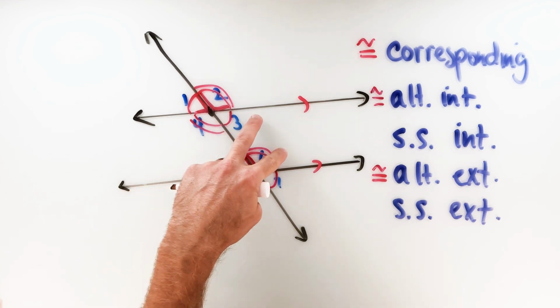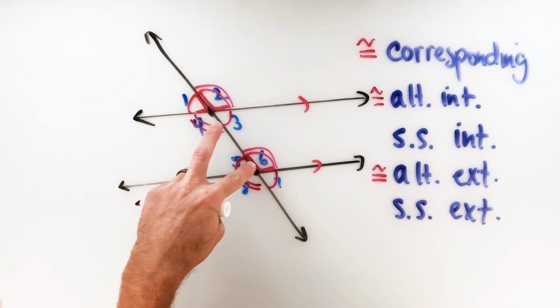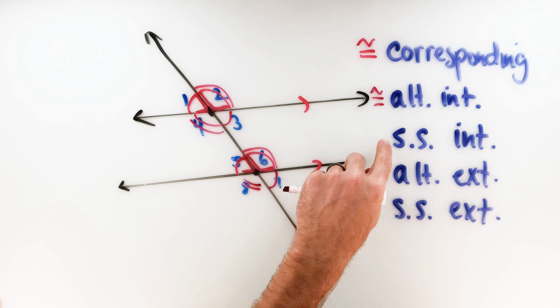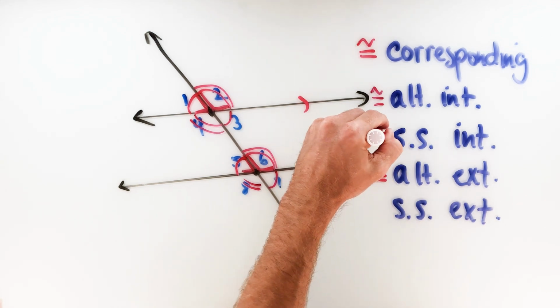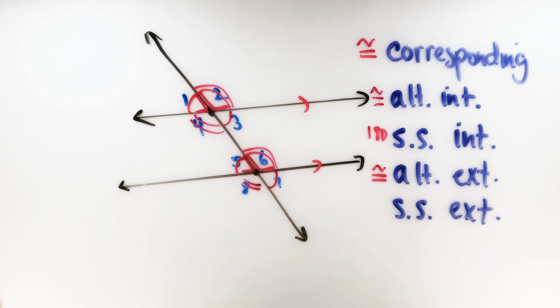And that's also true on the other side. These other pair of same side interior, angle 3 and 6, are also going to have to add up to 180. So any pair of same side interior angles, when the lines are parallel, are going to be supplementary. They're going to add up to 180.